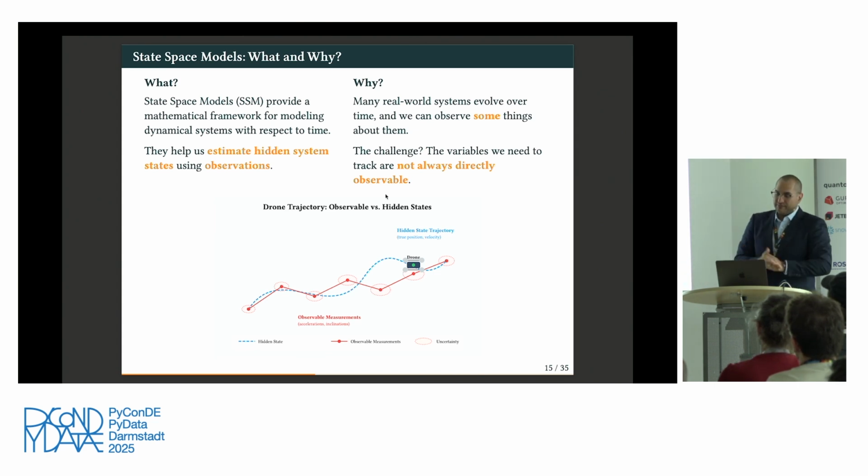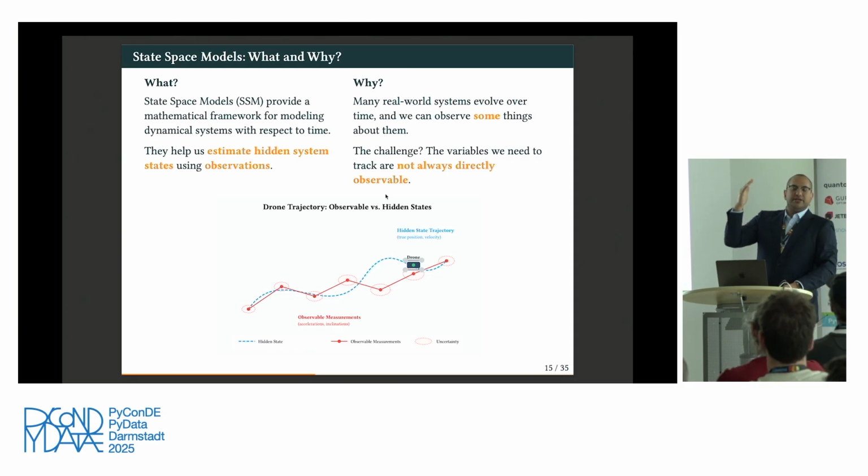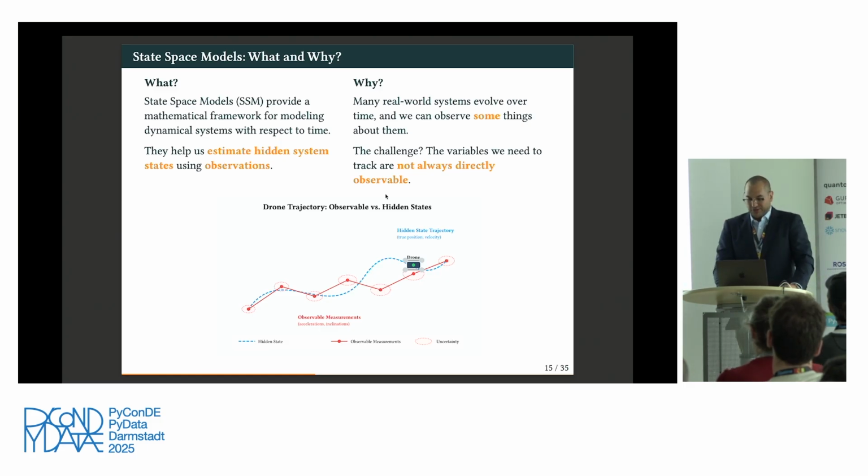So a quick example, if you're trying to track a drone, right? Maybe this drone only has accelerometers inside and maybe inclinometers. But what you really want is to know where this thing is. You don't care about whether it's accelerated or not. You want to know where it is. But for some reason, it doesn't have a GPS. So how do you track that? Okay, then this becomes an estimation problem.